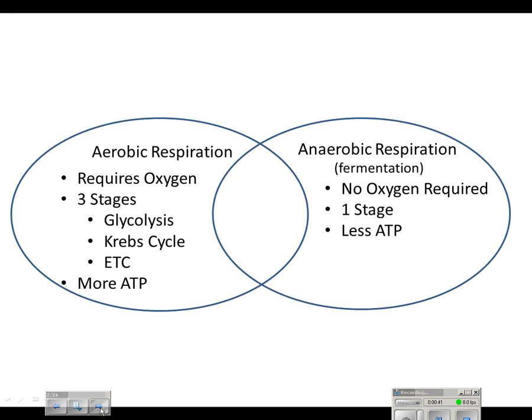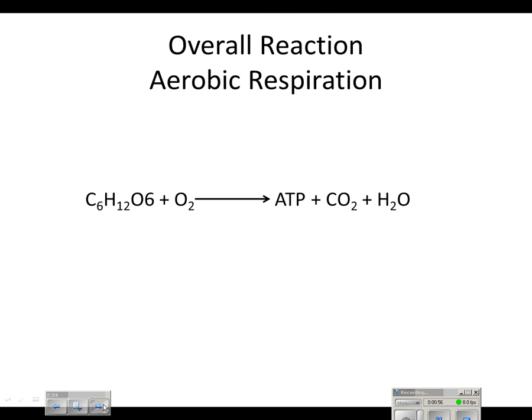Anaerobic respiration is not going to require oxygen in order to make ATP, but it produces less ATP and happens in just one stage. Both of them, though, break down glucose to make ATP as the end product. So glucose is required for both.